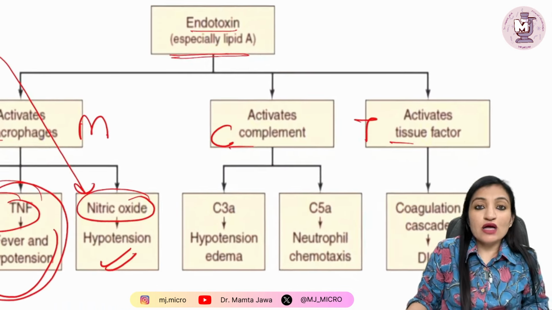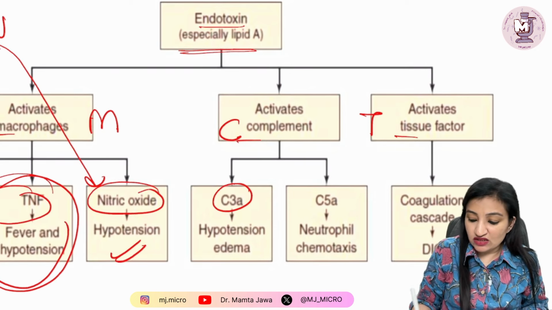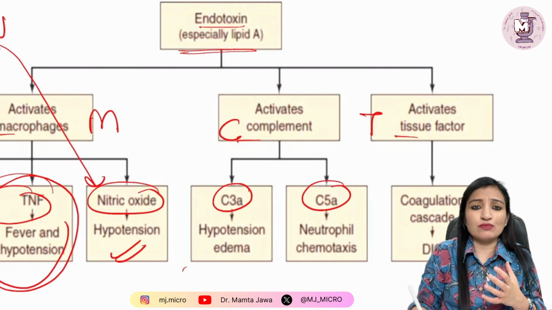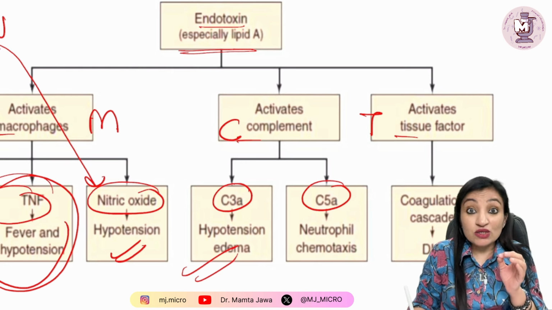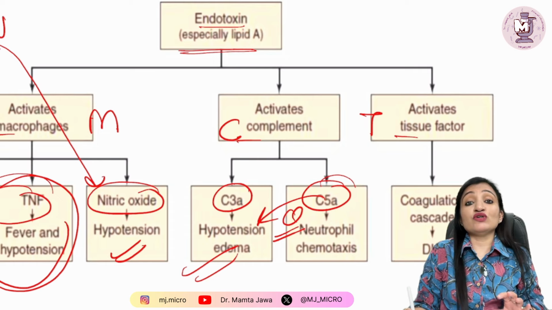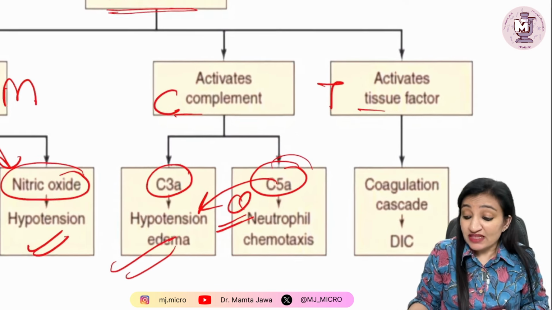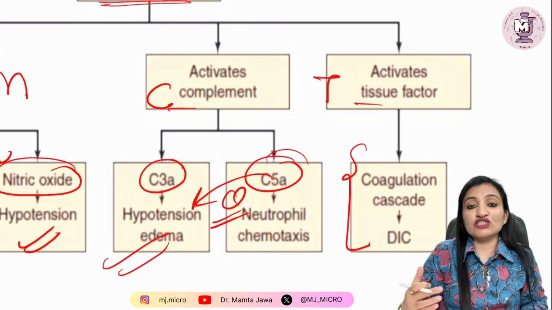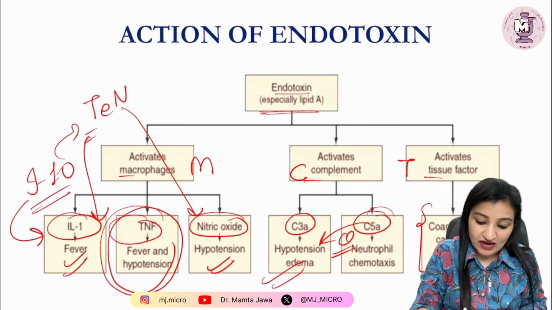नाउ कॉम्प्लीमेंट जब एक्टिवेट होगा तो C3A C5A प्रोड्यूस होंगे, विच यू ऑल नो आर एनाफाइलाटॉक्सिन्स. दे विल कॉज हाइपोटेंशन, एडिमा. Hypotension, edema not only will be caused by C3A but C5A also, and C5A, this again is an MCQ, it's a chemotactic agent for neutrophils. Then tissue factor भी activate होगा तो end result क्या होगा, activation of coagulation cascade, that is DIC.